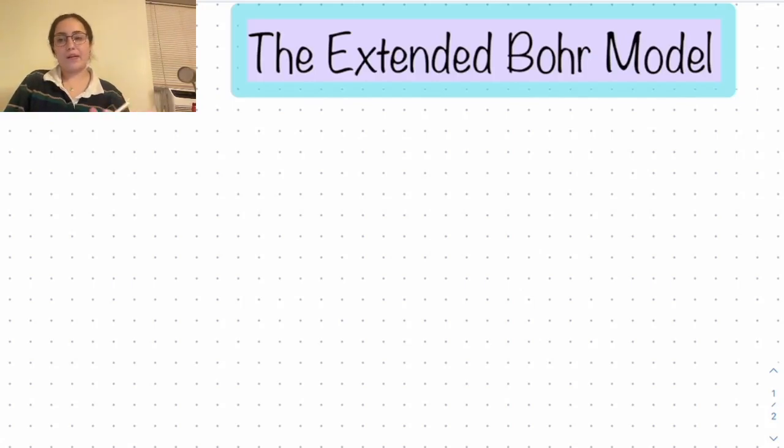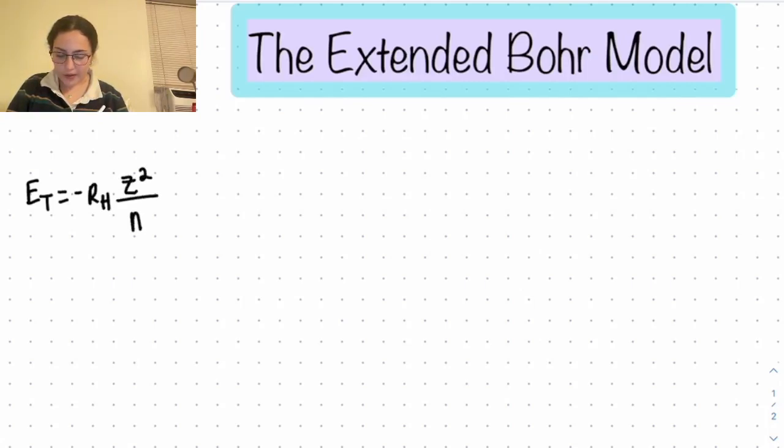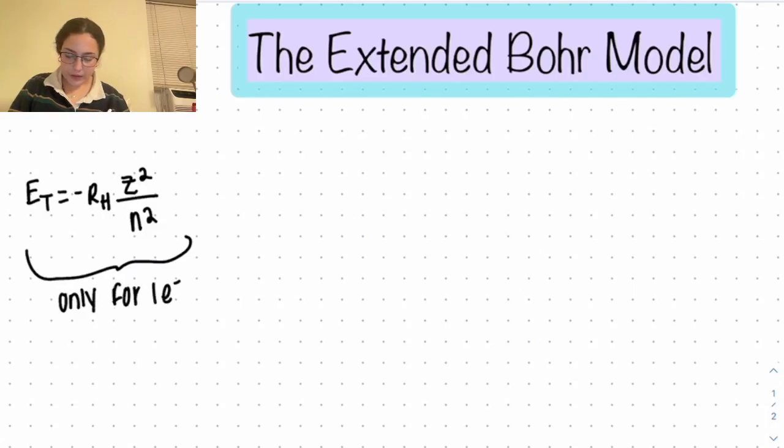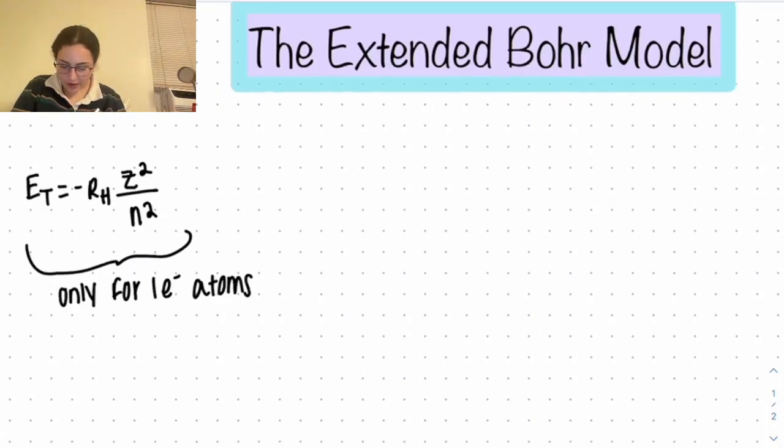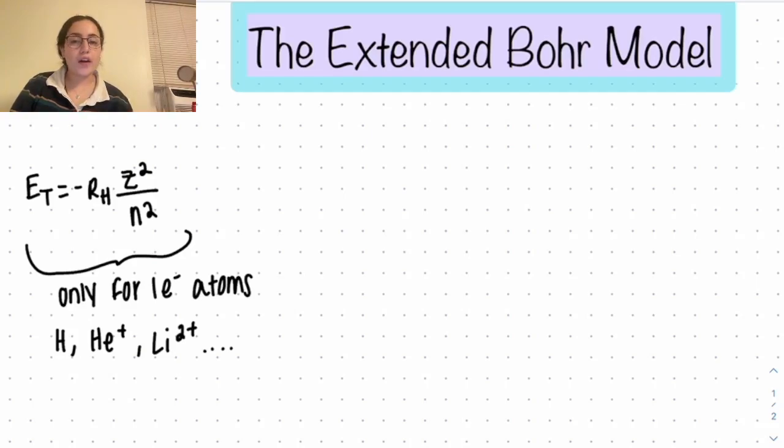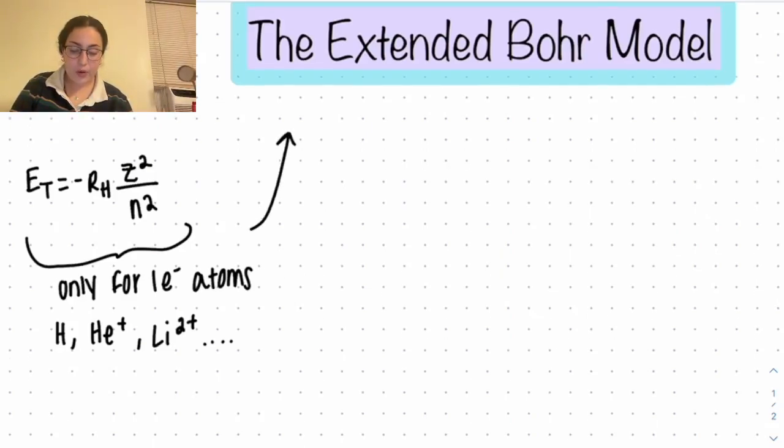So with the Bohr model, we already know that E total equals negative RH Z squared over N squared. But this is only for one electron atoms, and this list is quite short. So we have hydrogen, helium +1, lithium 2+, and so on. In order to account for all the other atoms, we have the extended Bohr model.